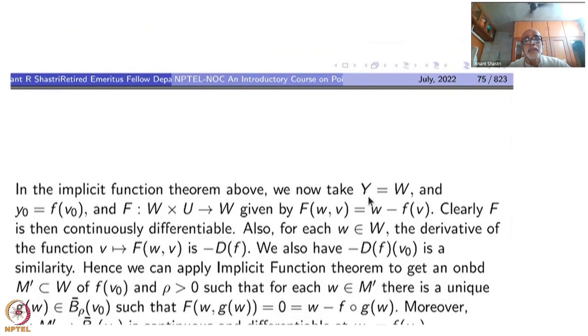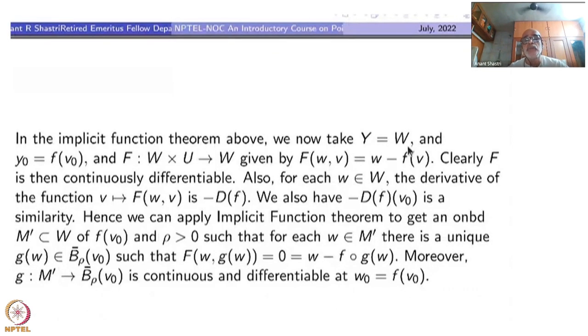Okay. So we are in the part B already. Remember, part B of the implicit function theorem wanted Y to be a Banach space. So we are taking a much more special case, Y as W itself. Okay, take Y naught as F of V naught. V naught is given. Now, what is Y naught? Don't worry about other points. Take Y naught as F of V naught.